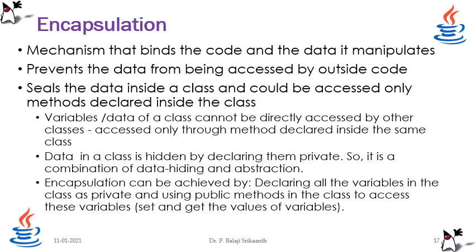If at all I have to access that particular data, then I'll have to access it by means of an interface called a method, which is accessing the data. So this is a combination of data hiding as well as abstraction. How is encapsulation achieved? By declaring all the variables in a class as private and accessing those variables using a public method which is defined inside the class, encapsulation is achieved.